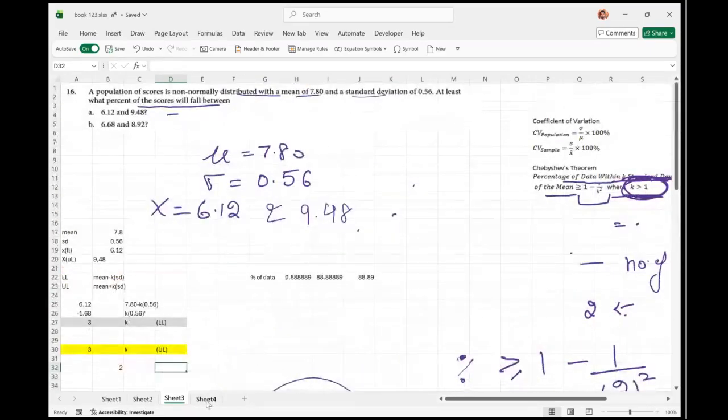So hopefully you were able to understand this question. That's about it for the Chebyshev theorem.